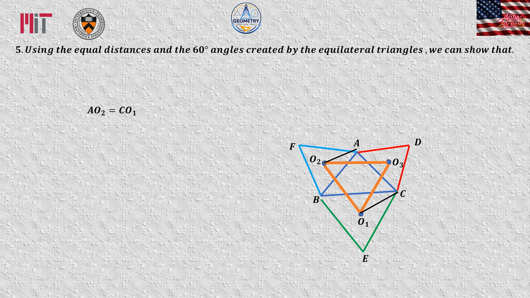First, distance. Consider the two centers O1 and O2. O1 is the center of equilateral triangle BCE. O2 is the center of equilateral triangle ABF. Because the two equilateral triangles are constructed with the same 60-degree geometry, the distance between their centers can be related to the corresponding size of the original triangle. The important result is O1O2 equals O2O3. This is the first equality we need.